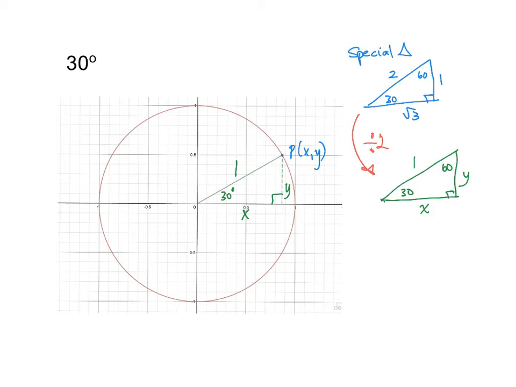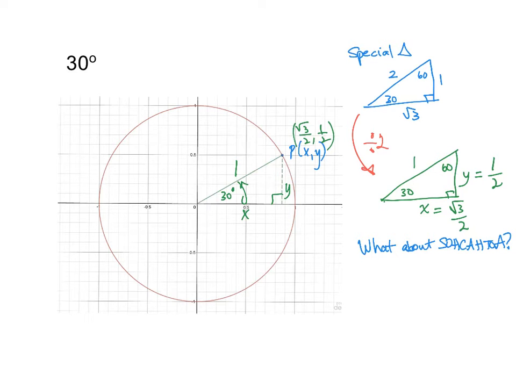So y becomes the 1 from the original special triangle, divided by 2 to get to this green triangle. And the x becomes the root 3 from the special triangle divided by the 2 to get to this triangle. So x equals root 3 over 2 and y equals a half. So our point is root 3 over 2 for the x and 1/2 for the y. That's our point (x, y) at the 30-degree angle mark.